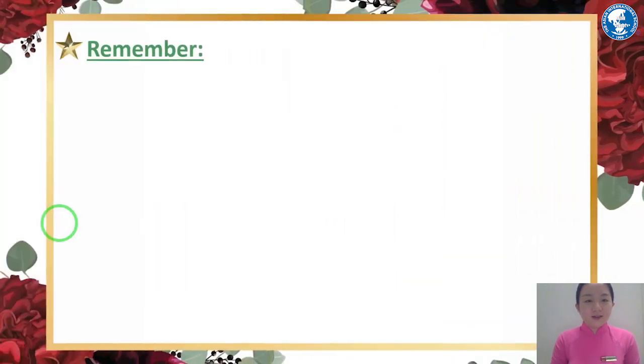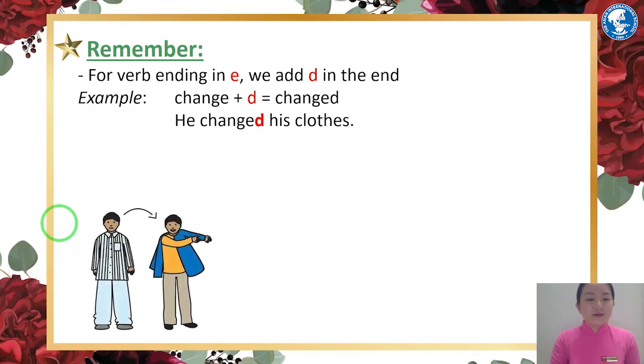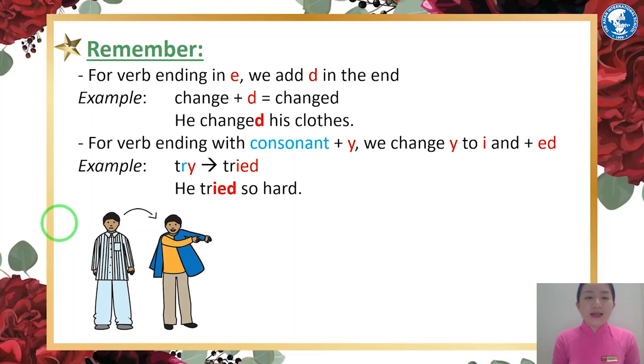Okay, let's continue. Remember, for verbs ending in E, we add D at the end. Example, change, changed. He changed his clothes. For verbs ending with consonant plus Y, we change the letter Y to I and add ed. Example, try, tried. He tried so hard.